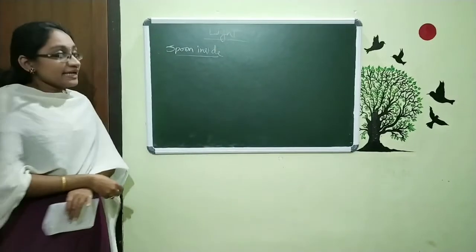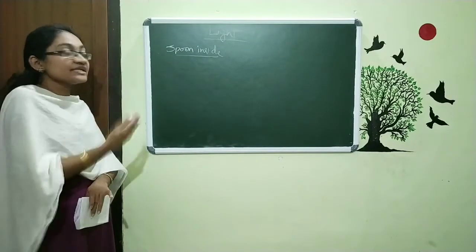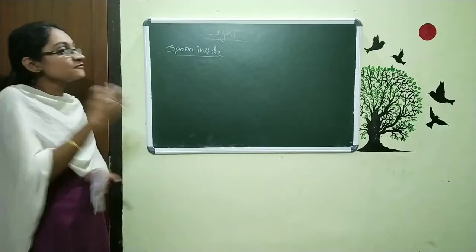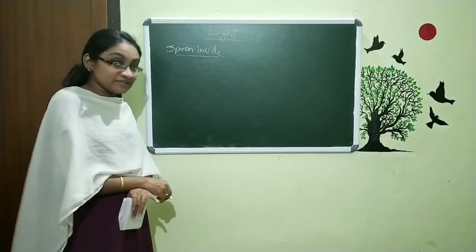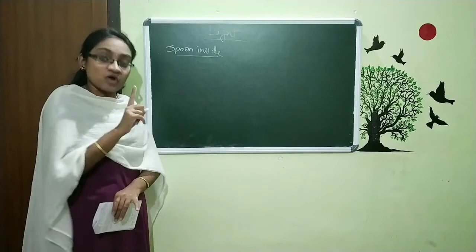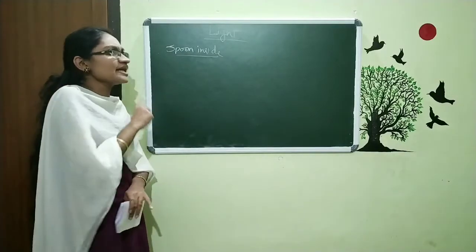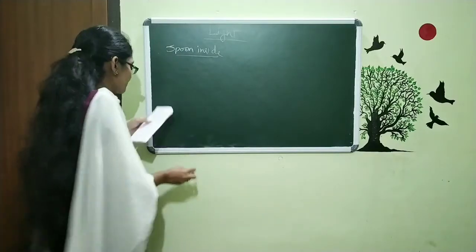Spoon inside. Here, we already identified some of the things are different from our previous case. That means we can say this is not a convex mirror. This is another type of mirror.